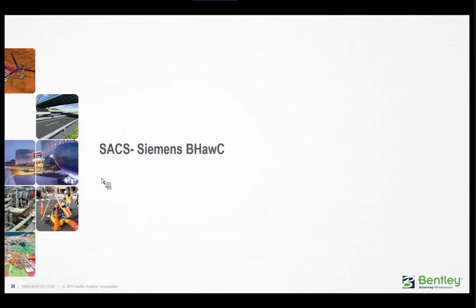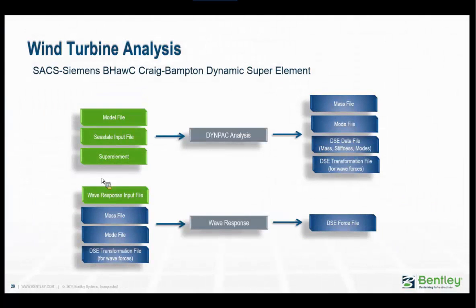Looking at our link with Siemens BHawk, this is basically the dynamic superelement. This was released with SACS 10.0. It's a new module that's been added to the SACS suite of programs, and in this case, it's a 3-step process. The first step is to do a modal analysis to generate a mass file and a mode file, and in addition to that, you're generating a dynamic superelement data file and a dynamic superelement transformation file.